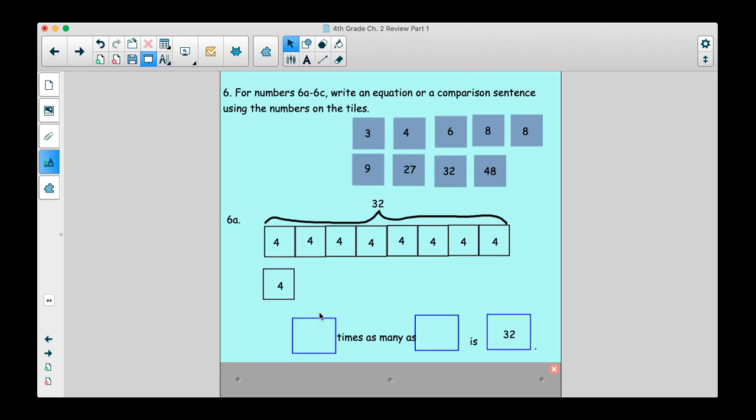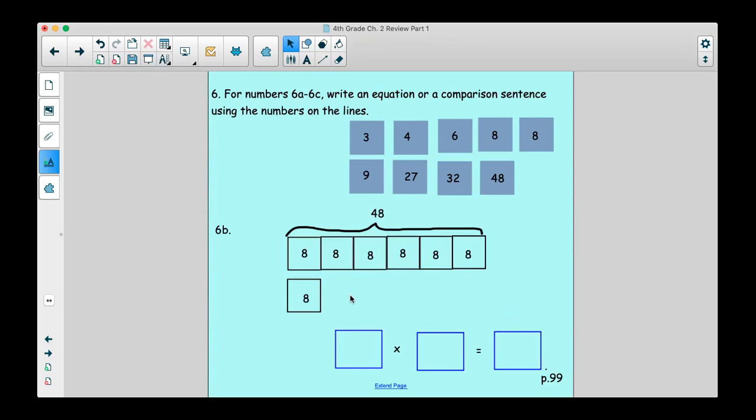So let's write that in. 8 times as many as 4 is 32. Basically, that's a long way of saying 8 times 4 equals 32. Okay, let's look at 6B.